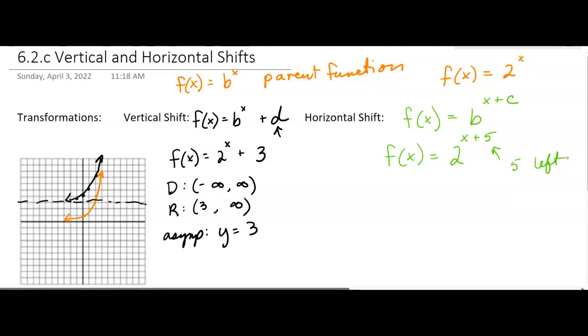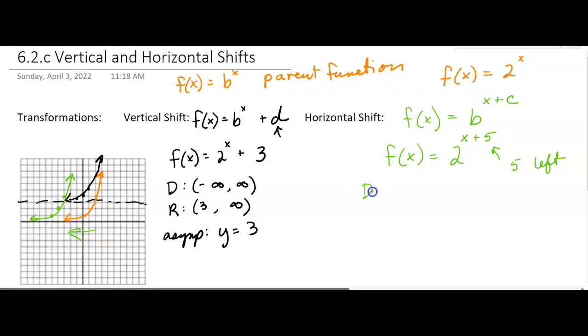So I need to take all my points on the original, the parent function, and go back 5. So 1, 2, 3, 4, 5. And then I'm going to have 1 here, and then 2, 4 there, and like this. So it's going to look something like that. So the orange curve shifted back 5 units left. Okay, it was a horizontal one.